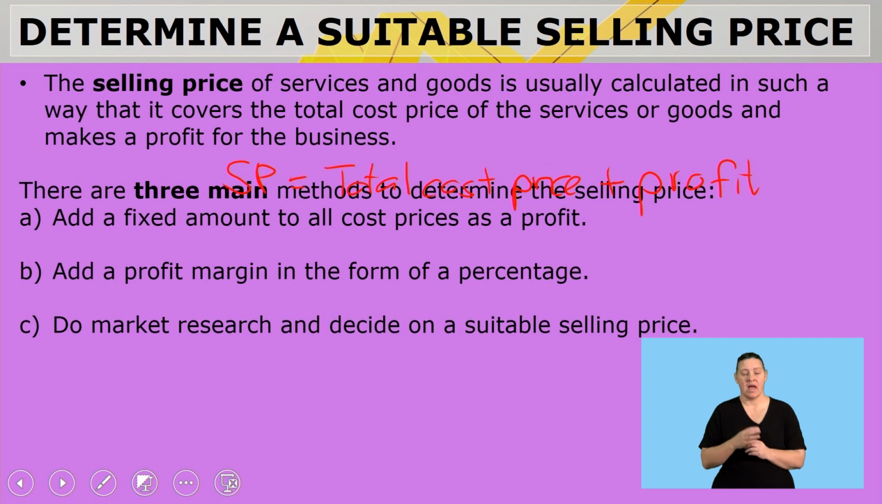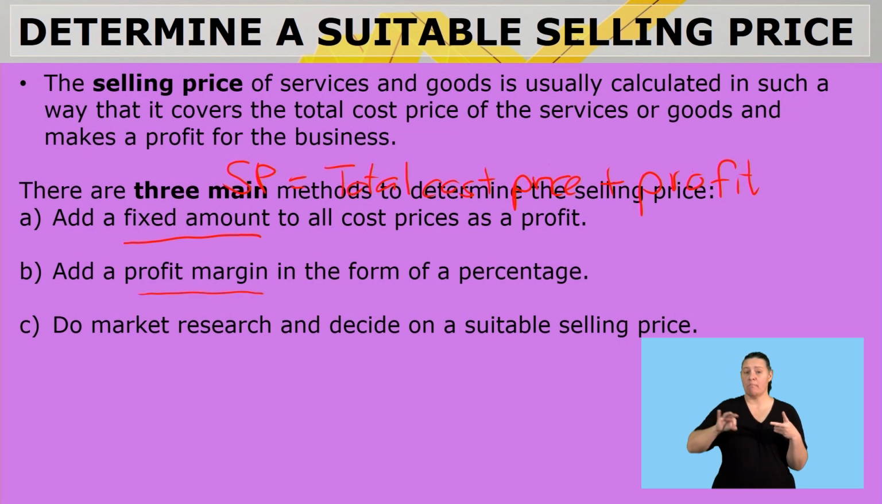There are three main methods to determine the selling price. Number one, add a fixed amount to all the costs. Number two, add a profit margin. Or number three, do market research and then decide on a suitable selling price. So first, it is an amount. Second, it will be a percentage, and then the market will be market value.